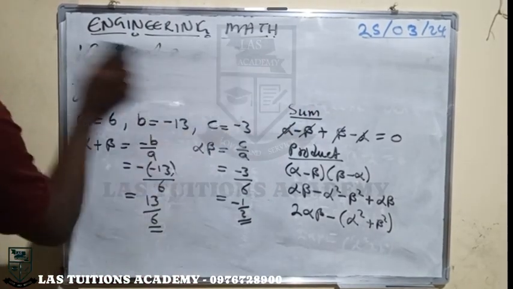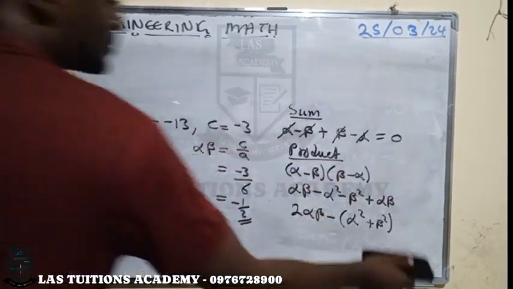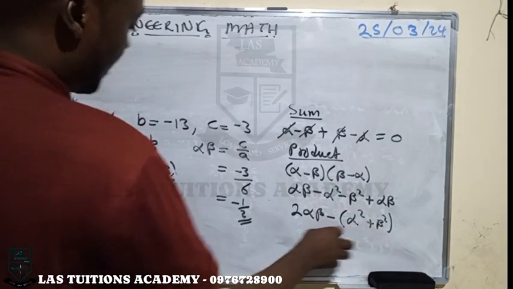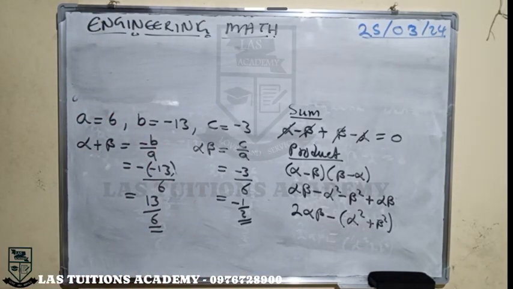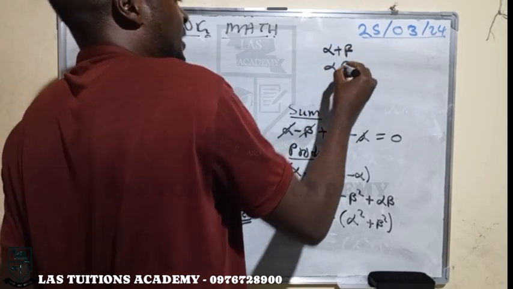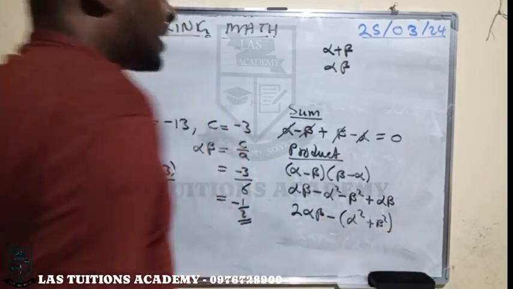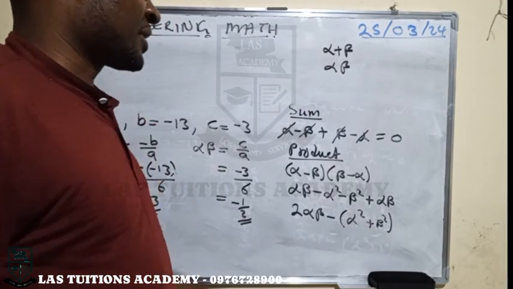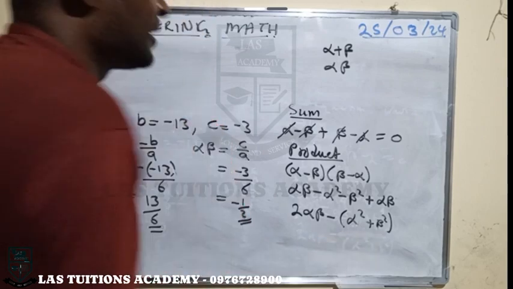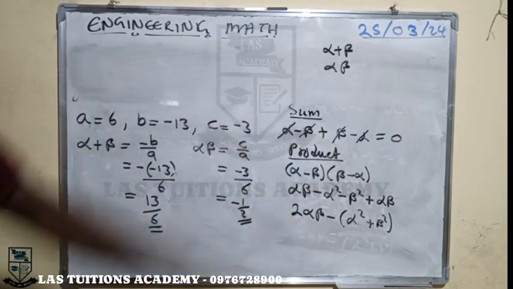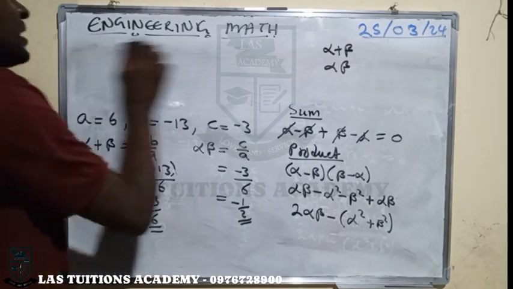So from here now, in the formula we only have alpha plus beta and alpha beta. We don't have alpha squared, we don't have beta squared. So we need to find an expression for alpha squared plus beta squared, which we can replace here. That expression should only have either alpha plus beta or alpha beta, nothing else. So how do we find that expression?